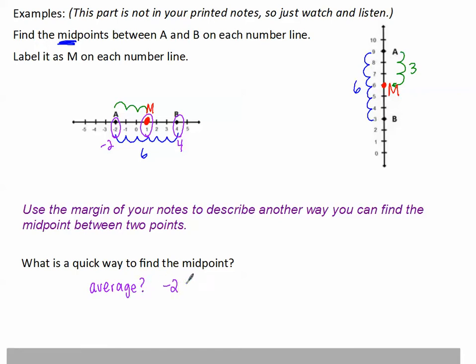We take the 2 numbers, -2 plus 4. We have 2 of them, so we divide by 2. That makes 2 divided by 2, or 1. Well, notice where our midpoint landed. It landed at 1.